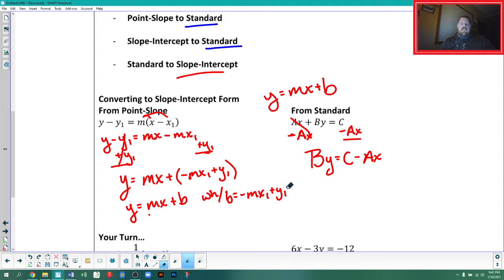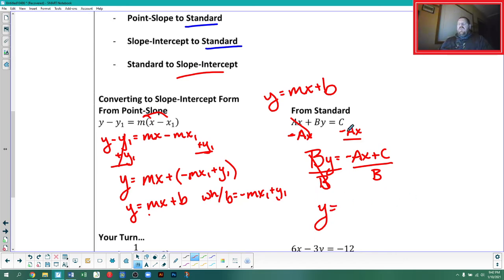Actually, I'm going to write that a different way. I'm going to keep the ax in front. So minus ax plus c. And then the last thing I have to do is to divide by b. I'm going to divide both sides by b. And when I do that on the left, the b's cancel. That's what I wanted. So I got y equals. That's the main part of slope-intercept form.